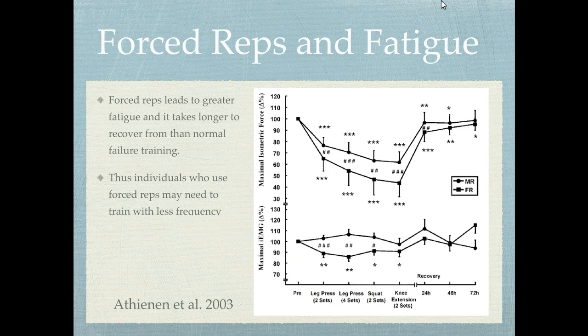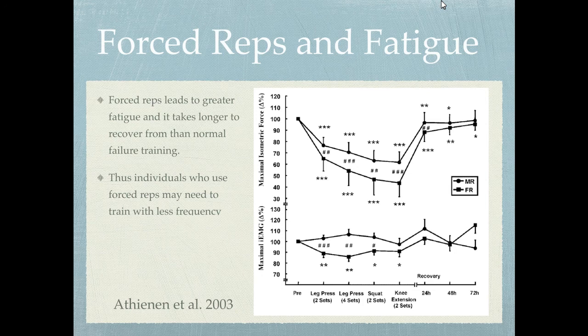But forced reps lead to greater neuromuscular fatigue. So what you're seeing here is maximal isometric force and maximal EMG. Maximal force is at the top. You have 2 sets of leg press, 4 sets of leg press, 2 sets of squats, 2 sets of knee extensions, and then you look 24, 48, and 72 hours later. Notice that maximal isometric force and maximal EMG are suppressed longer, and the EMG is indicative of central drive, in the beyond failure group than the failure group. So what it suggests is that even after 72 hours you could still have depressed force output, or definitely by 24 hours you're still centrally fatigued.